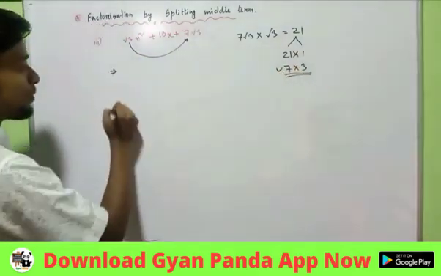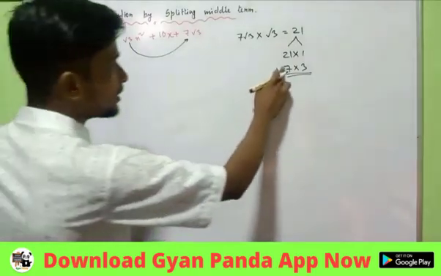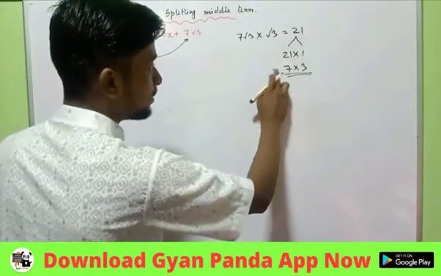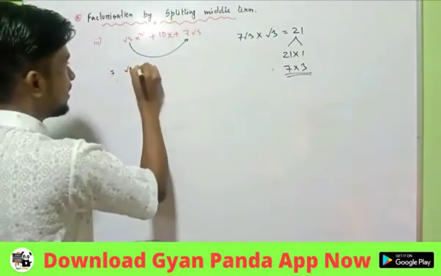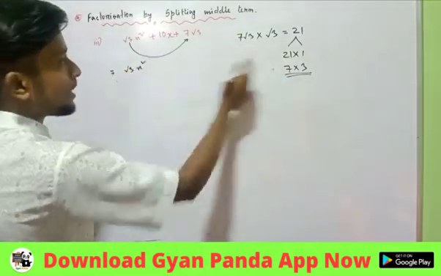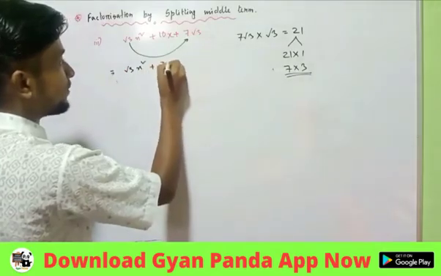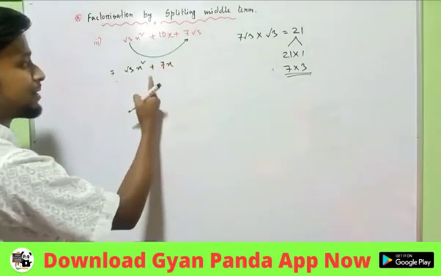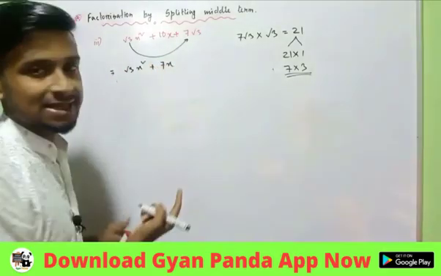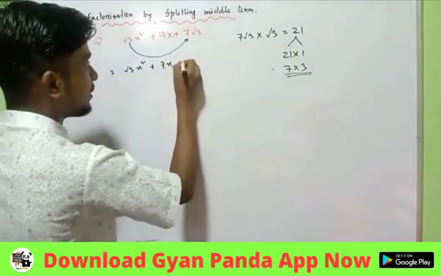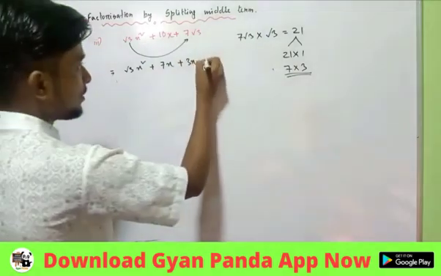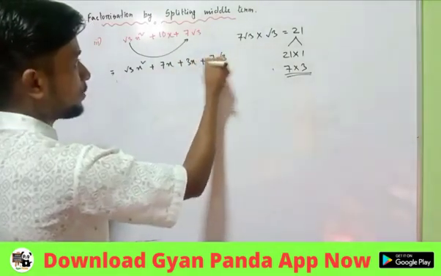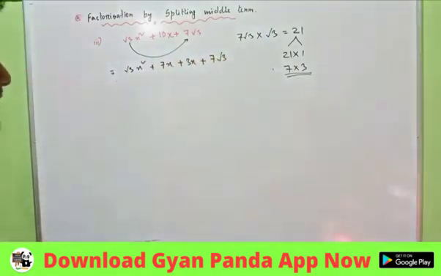So here check which one is the bigger term. 7 is the bigger term, right? So we have to put a plus sign in front of 7. If we are putting a plus sign in front of 7, then it will obviously be plus 3x. The rest of the terms will be the same.